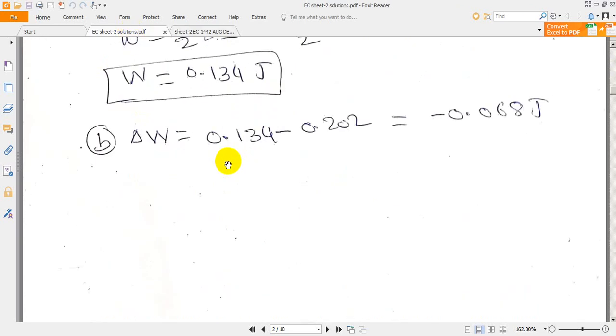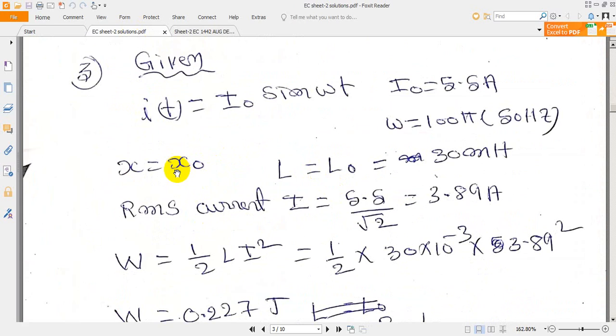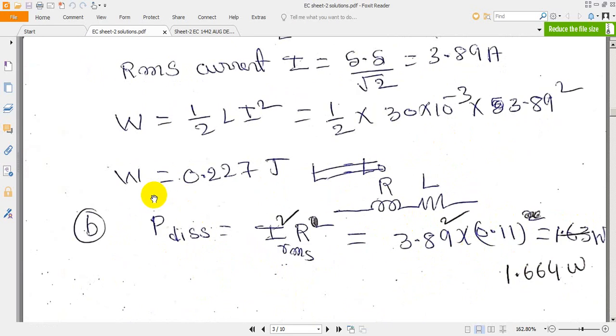So we can write it as, when x is equal to x naught, L is equal to L naught, which is equal to 30 millihenries. Then RMS current I is equal to maximum value divided by root 2. Maximum value is equal to 5.5. 5.5 divided by root 2 is equal to 3.89 amperes. Energy stored is equal to half L I square. Substitute the value of L, which we got from here, into I square, the current RMS value 3.89 square. You will get W is equal to 0.227 joules.